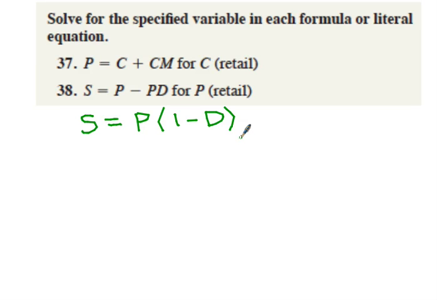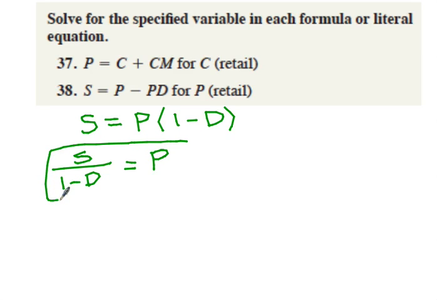Now 1 minus d is just this number. Okay. It's just a coefficient in front of p. So to get p by itself, we just have to divide both sides. So s over 1 minus d is going to equal p. And now p is all by itself.